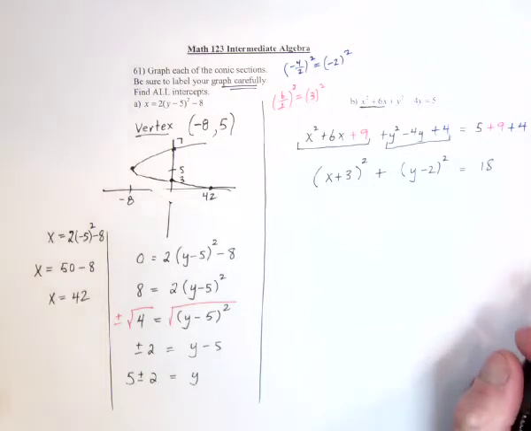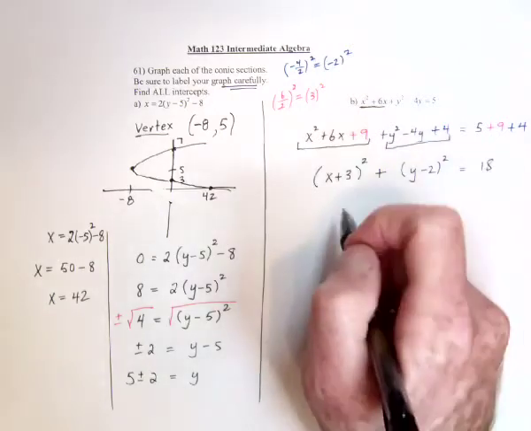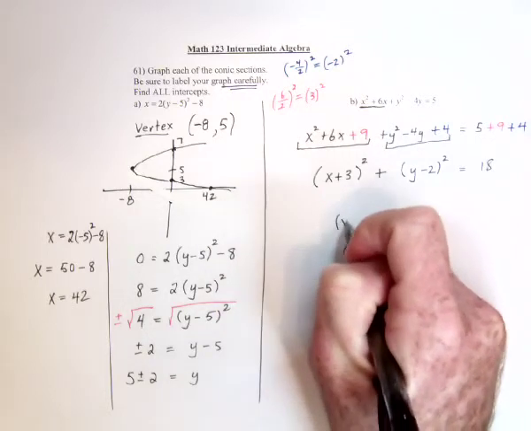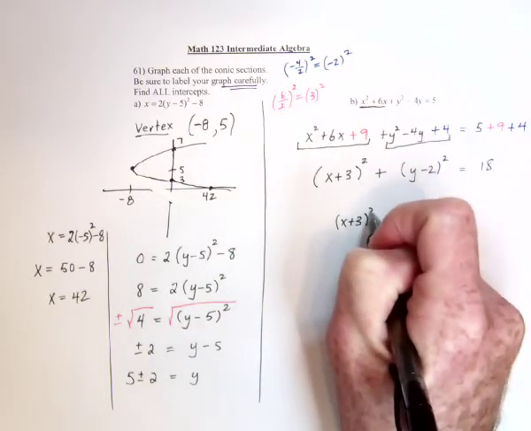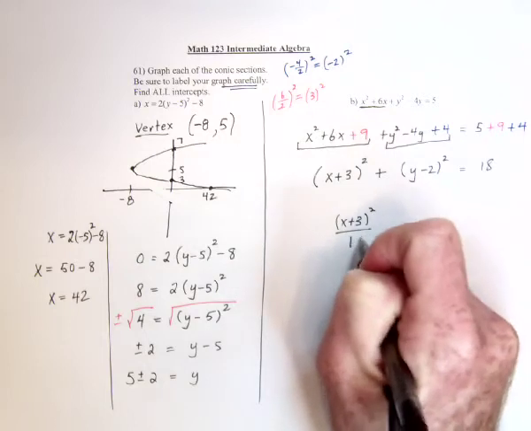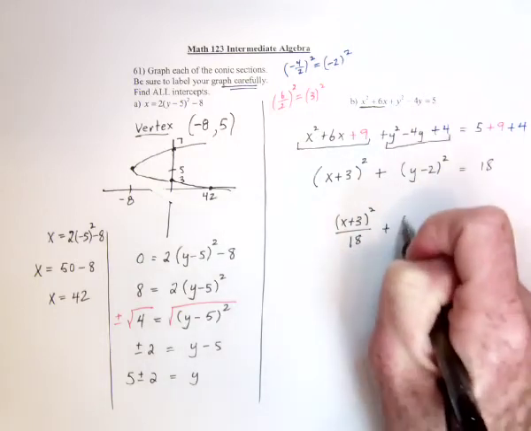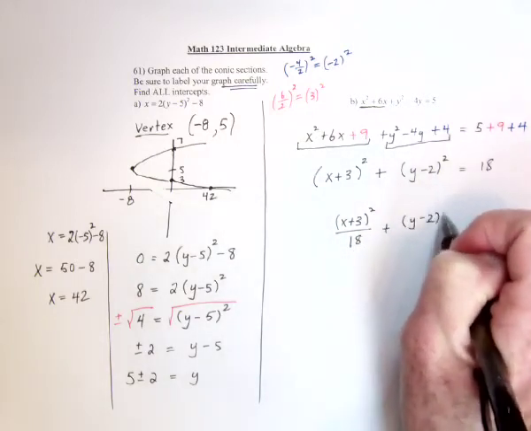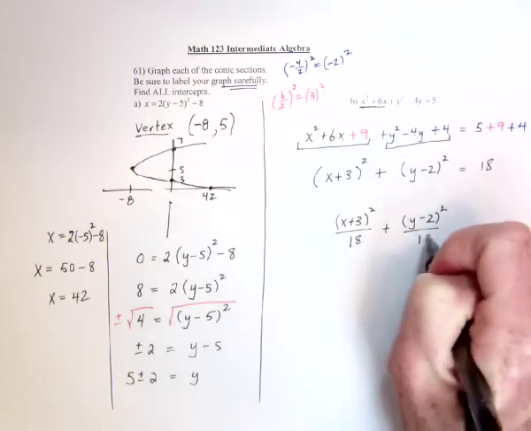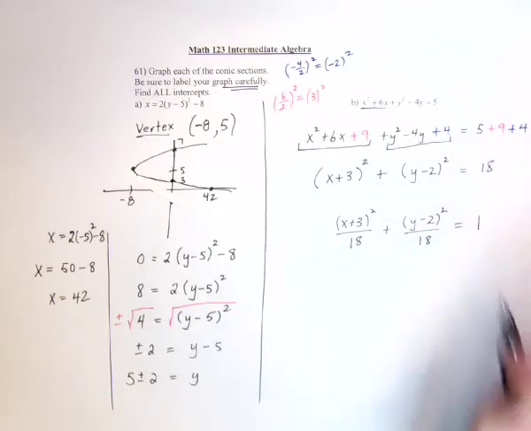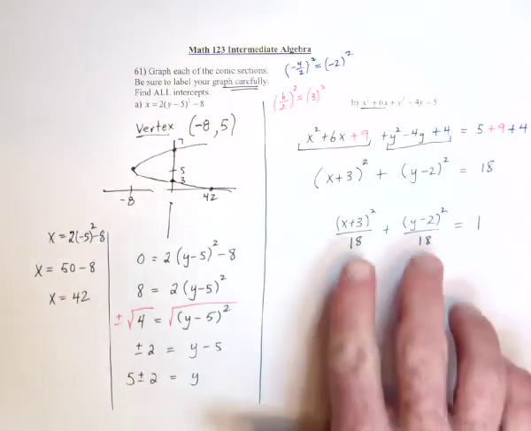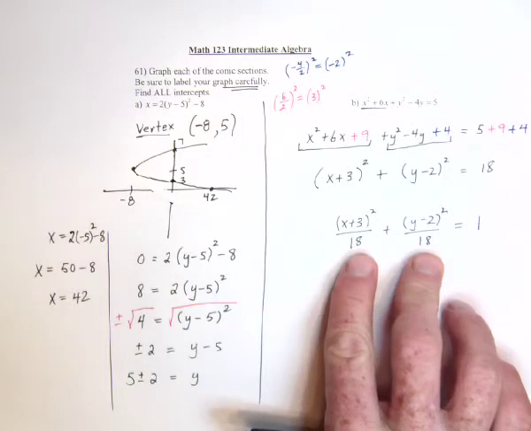So the general form has it equal to 1, so what I have to do is divide both sides by 18. So it's going to be (x plus 3) squared over 18 plus (y minus 2) squared divided by 18, and then it's equal to 1. Actually, since these two numbers are the same, this is going to be a circle.